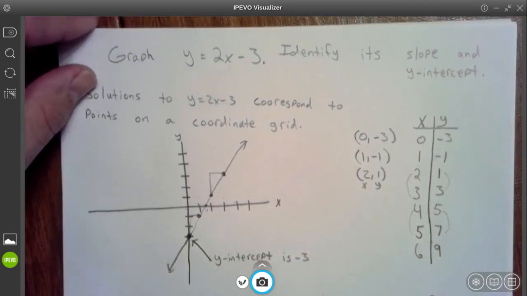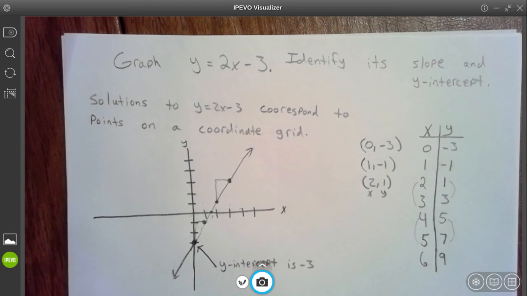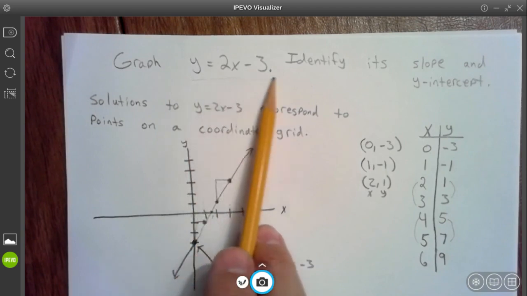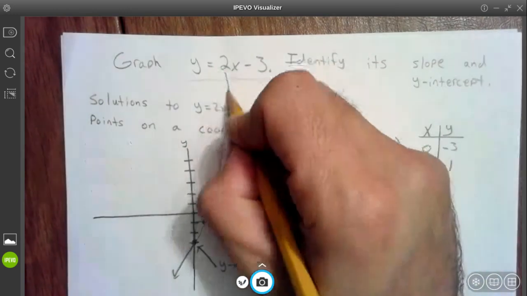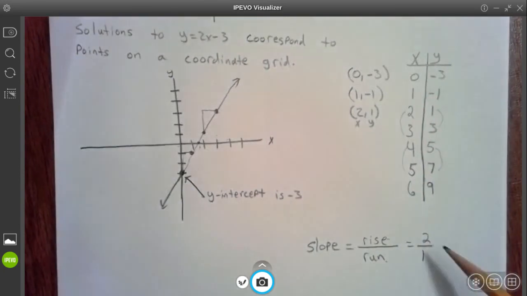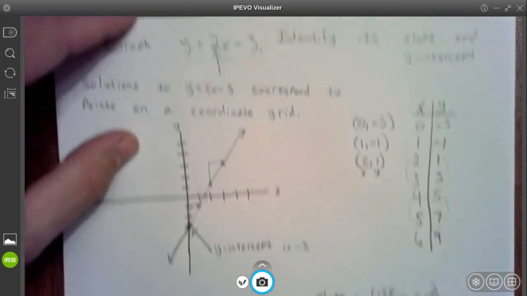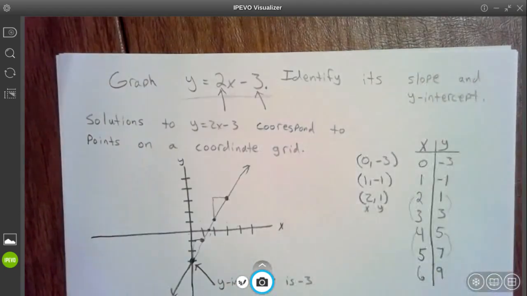One of the connections that you do want to see here is you can figure out the slope and the y-intercept just by taking a look at this equation that we had originally. You can figure out what the slope and the y-intercept are from that too. If you notice that 2, that's our slope. It's just 2 over 1. And then this number right here, that was our y-intercept. All right, we'll do some more examples in a little bit.